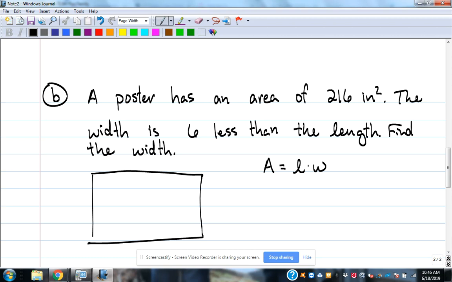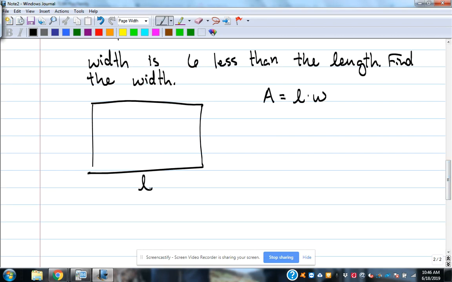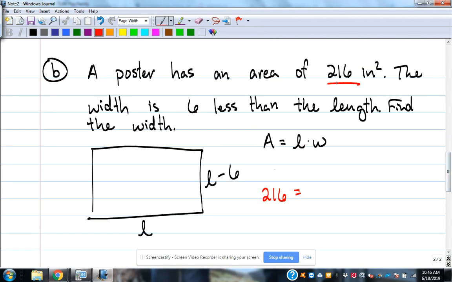It says that the width is 6 less than the length. So we don't know the length. We know the width is 6 less than that. So that would be the length minus 6. Okay. So when I plug in the stuff that I know, the area is 216. So that's what I plugged in there. I don't know the length, but I know that the width is 6 less than that. So this is length minus 6. Okay. So I plugged in the stuff that I know.